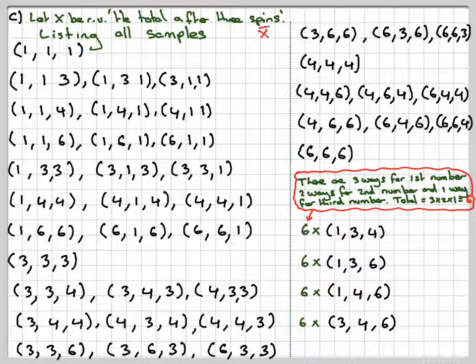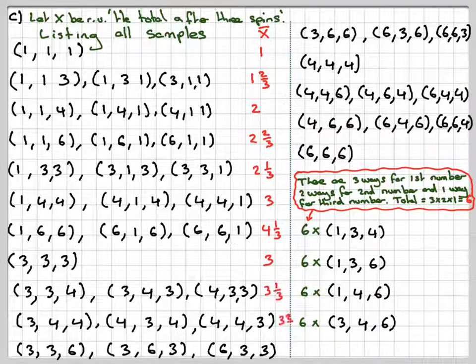So the mean of the first one is 1. The mean of the next one is 1 plus 1 plus 3, which is 5, and 5 divided by 3 is 1 2/3. Here we get 1 plus 1 plus 4, which is 6, and 6 divided by 3 is 2. And then the next one will be 7 over 3, which is 2 1/3, and then so on. So you've got to be careful and work out all these means for each one there.